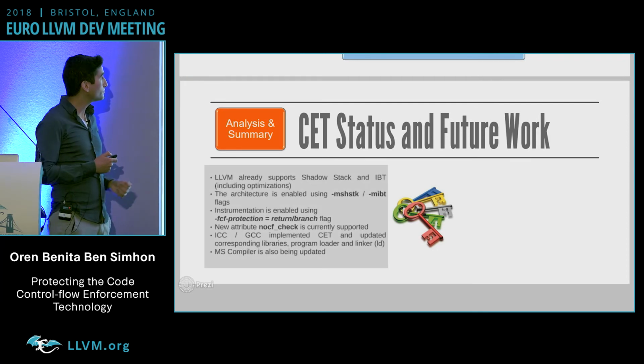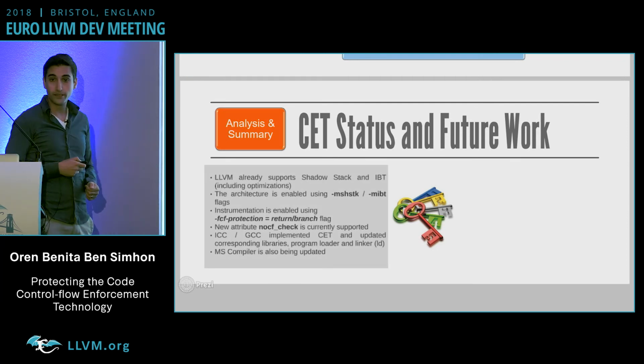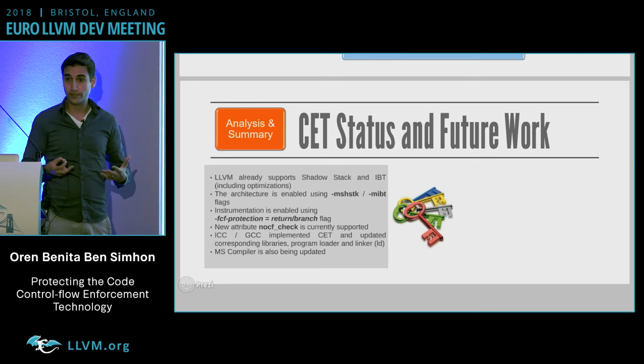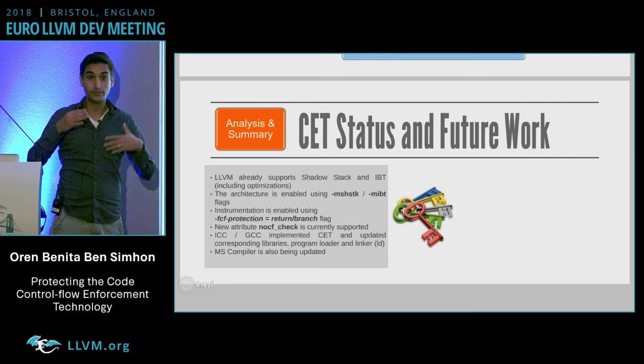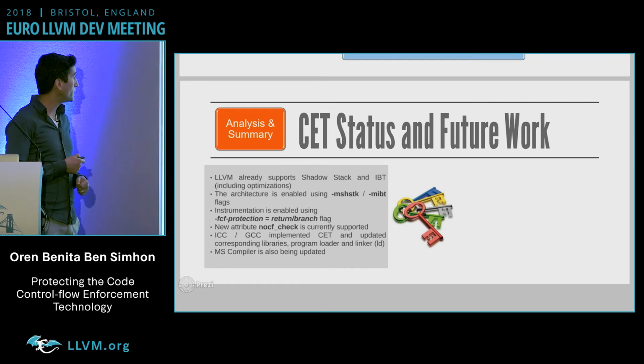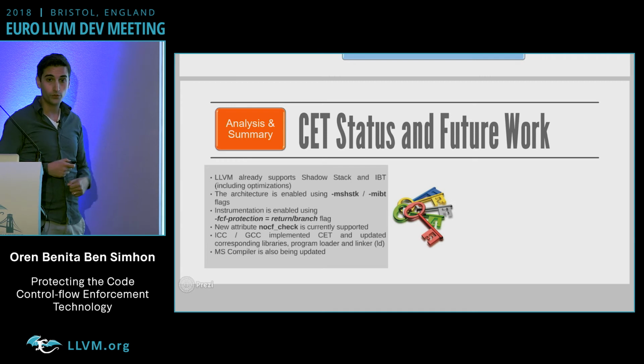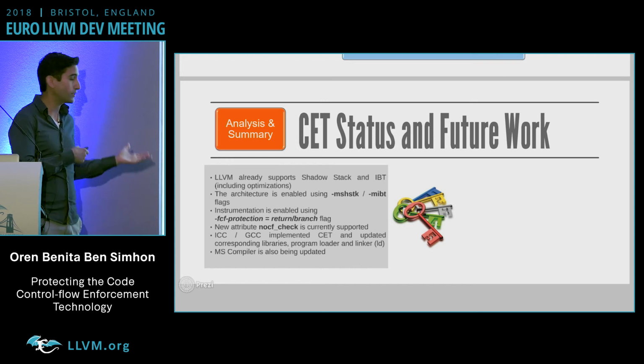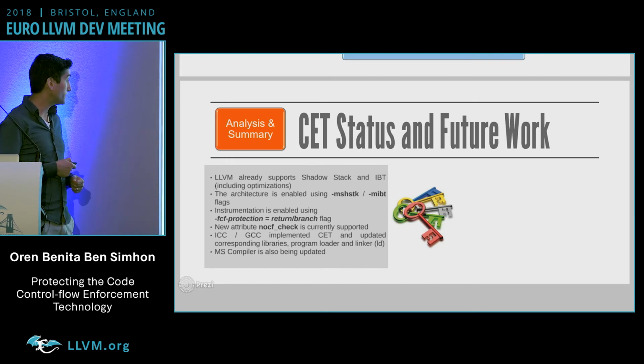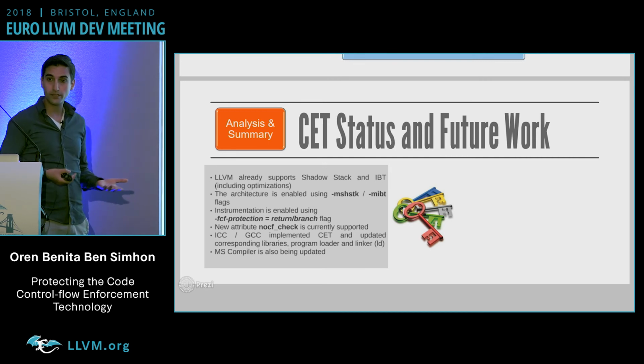So what is the current status? LLVM already supports Shadowstack and indirect branch tracking, including optimizations, like in the case of switch case statements. It has two new switches, -mshadowstack and -mibt, that enable the corresponding technology. It has a new instrumentation flag called -fcf-protection. It has two variants: return to instrument Shadowstack fixes, and branch to instrument indirect branch instructions. And you can, of course, do both. There's also the new attribute nocf_check, which is also inside the LLVM community.